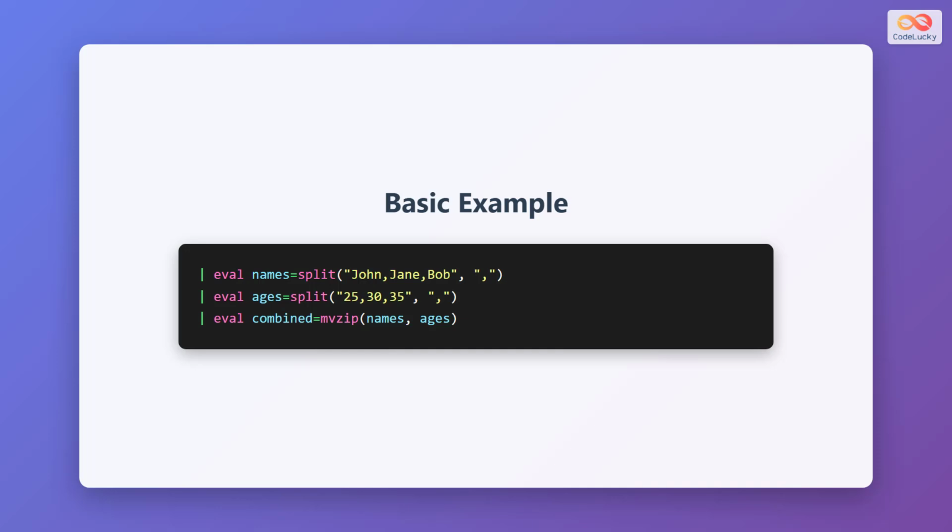Then we use the mvzip command to combine these two fields into a new field called combined. The mvzip function takes the names field and the ages field as parameters, and since we don't specify a custom delimiter, it will use the default comma separator.